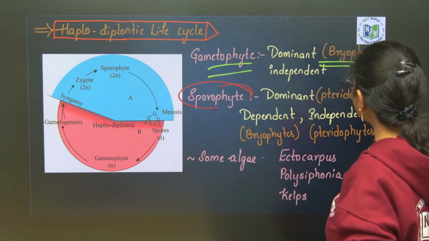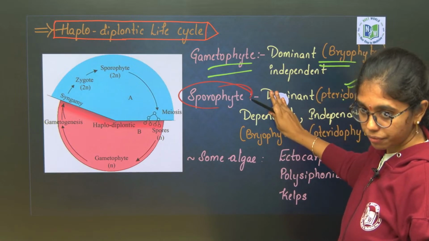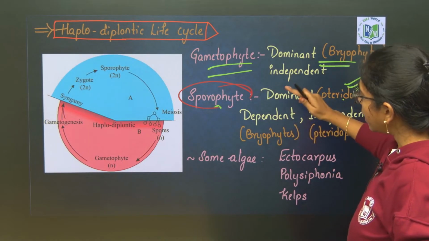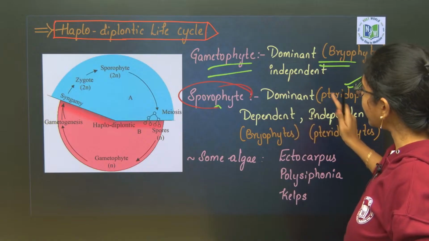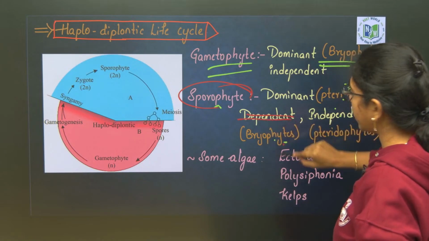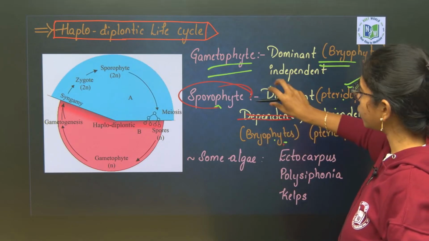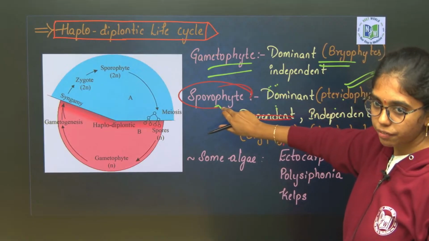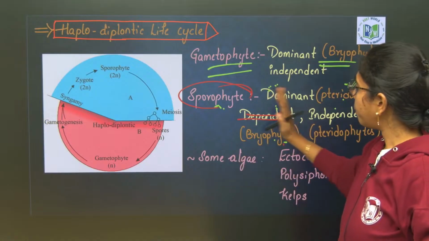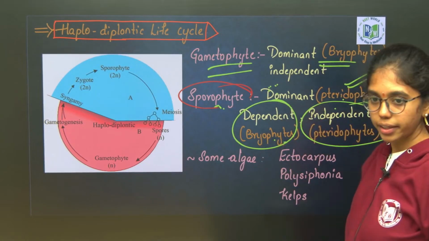You can observe this in what? Pteridophytes. In Pteridophytes, what is the dominant phase? Sporophytic phase is the dominant one. And here sporophyte is independent of the gametophyte. Gametophyte and sporophyte both are independent of each other, but which is the dominant phase? Sporophytic phase, in Pteridophytes. Dependent sporophyte you can see in Bryophytes, independent you can see in Pteridophytes.